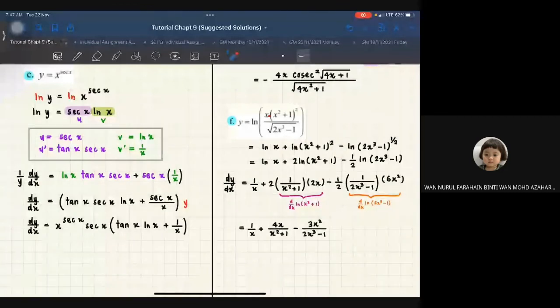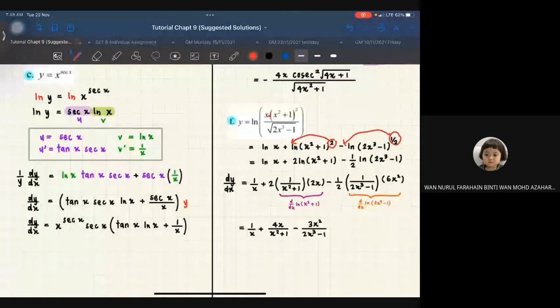Okay, and then nak mudah lagi, kita ada power sekarang ni. So kita tak nak power ni, kita bawa dia ke depan. Okay, so we bring the power in front. This one bawa ke depan. 1/2 pun bawa semua ke depan. This one. Okay, sebab dia akan memudahkan kita nanti nak differentiate.